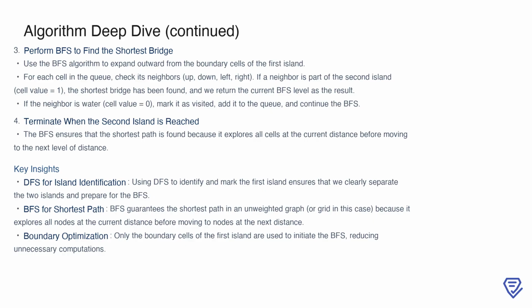the shortest bridge. The BFS level at this point gives us the minimum number of water cells that had to be flipped. If a neighbor is instead a water cell, we mark it as visited, add it to the queue, and continue expanding. This process ensures that we explore all cells at the current distance before moving to the next, guaranteeing that the path we find is indeed the shortest. The search terminates as soon as we reach the second island, providing an efficient solution.